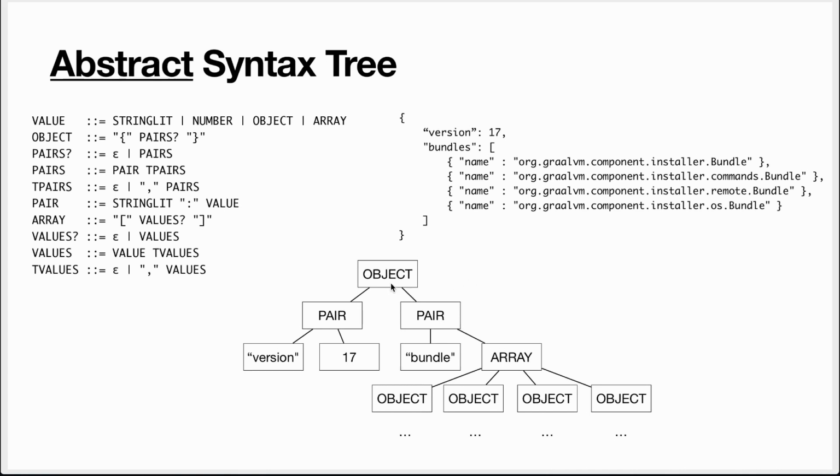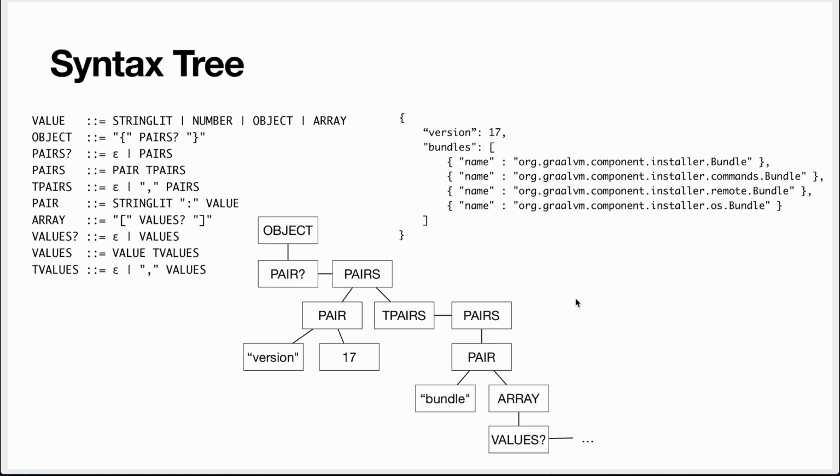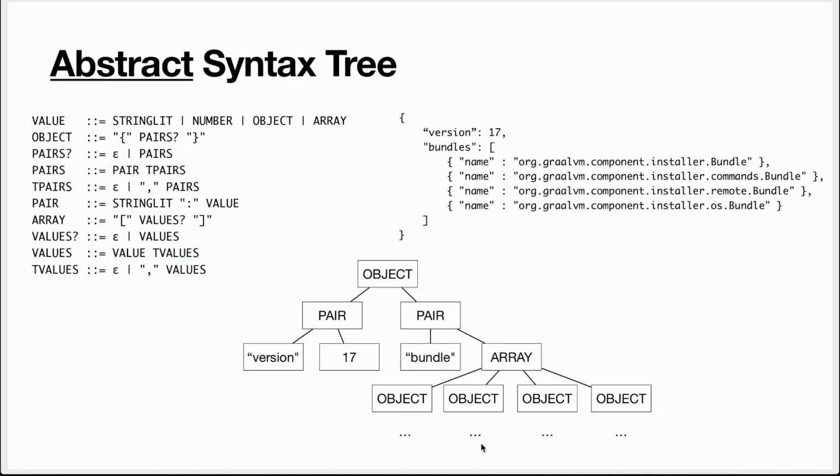So see here, we have an object, and the object has two pairs. One pair is version 17, one pair is bundle, which contains an array, which contains four objects. This is much more clear. Also, it didn't represent the bottom of the tree, but it's pretty clear what's going on. So the difference here is that if we go back, we can see that we got rid of all this mess here. Pair, pairs, T pairs, we just kept values, we got rid of all of that, because that's just noise. We don't care about that.